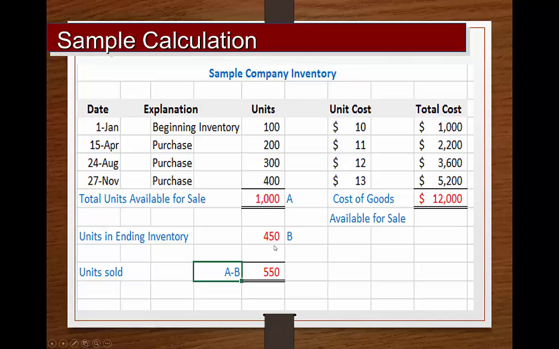And then we're going to assume that they're using the periodic method. What that means is they counted inventory at the end of the period and they came up with a count of 450 units. They subtracted that from what they had available for sale and determined that 550 must have sold during the period. Okay, so let's go to our spreadsheet and see how the calculations work for cost of goods sold and ending inventory.